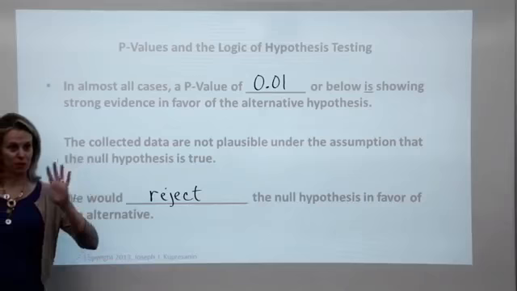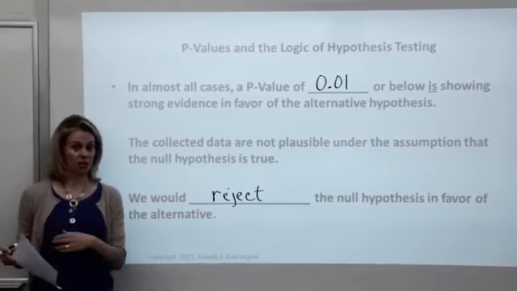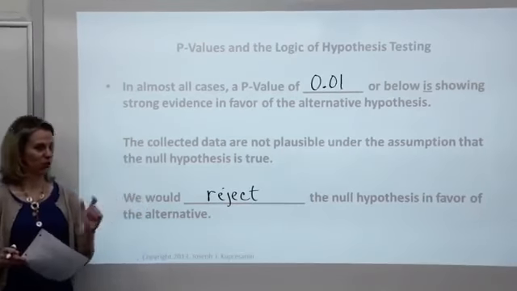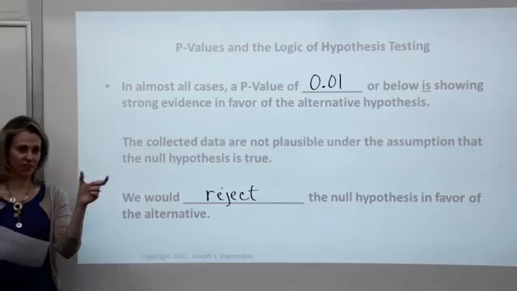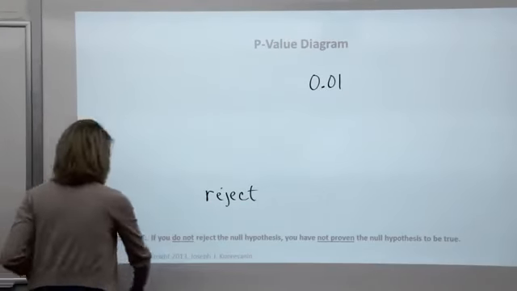And you'll notice we said above 10%, that's pretty believable. Below 1%, that's not very believable. What if you're in between 10% and 1%? What's our decision there? That's where it's not always as easy. So let's draw a picture of p-values.